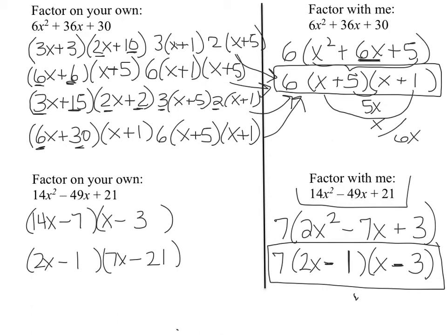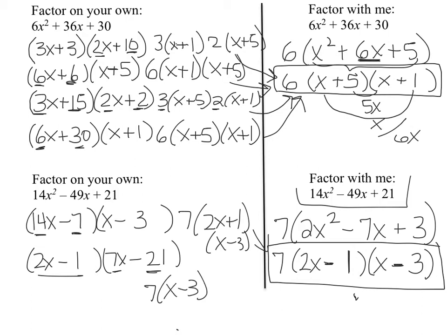Now if you go over here to the left again, this first set of parentheses has a GCF in it. It has a 7 in it, right? If I pulled that 7 out, I would be left with 2x minus 1, and then you have the other factor of x minus 3 next to it. That's the same answer. Over here, there's not a GCF in 2x minus 1, but there is a GCF in 7x minus 21. So if I pull out the 7, I'm going to be left with the x minus 3, and then I'm bringing down that 2x minus 1.